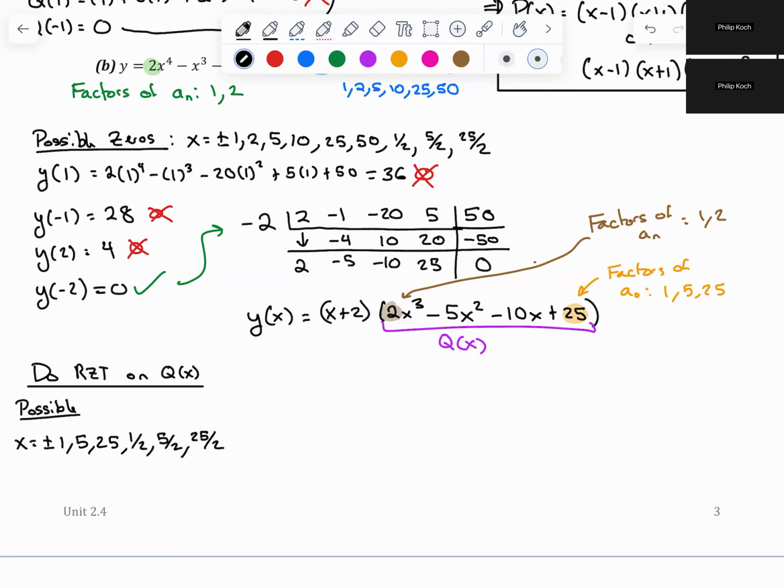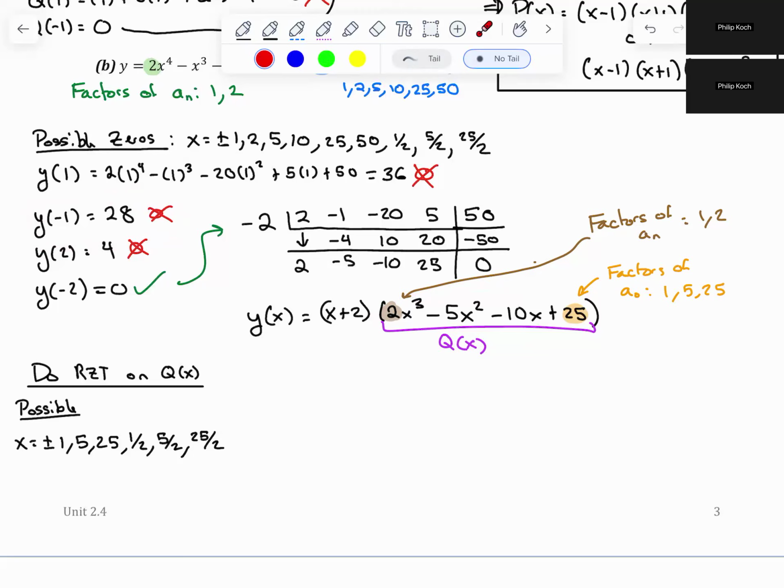Here's a fun little observation. I'm not even going to bother plugging in 1 or -1 because I know they won't work. Think about why. Why do I know that I don't even need to bother plugging in Q of 1 and Q of -1? Exactly right. If they don't work with the first one, they can't work with the second one, because this is a part of Y. So if one worked in this, it would have worked in this, and it didn't. So we can skip it.